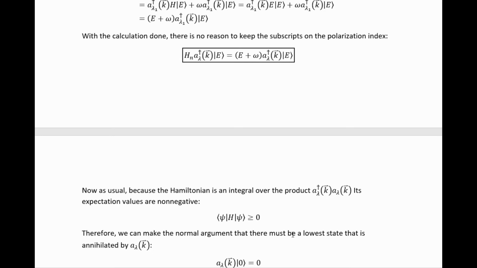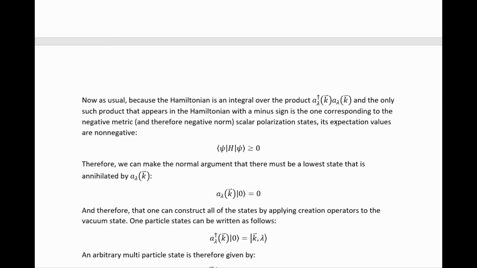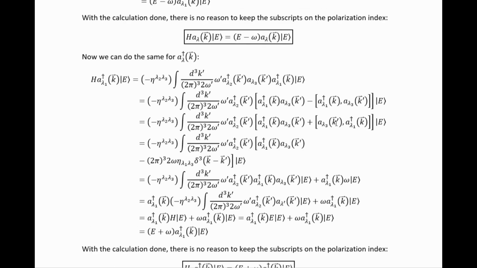It is confirmed. Now, as usual, because the Hamiltonian is an integral over products like this, and the only such product that appears in the Hamiltonian with a minus sign is the one corresponding to the negative metric and therefore negative norm scalar polarization states, its expectation values are non-negative. So in order to understand what this means here, let's look back at the Hamiltonian for a moment.